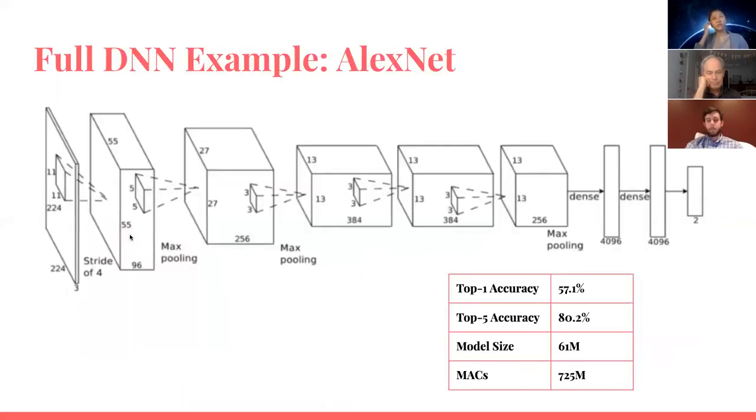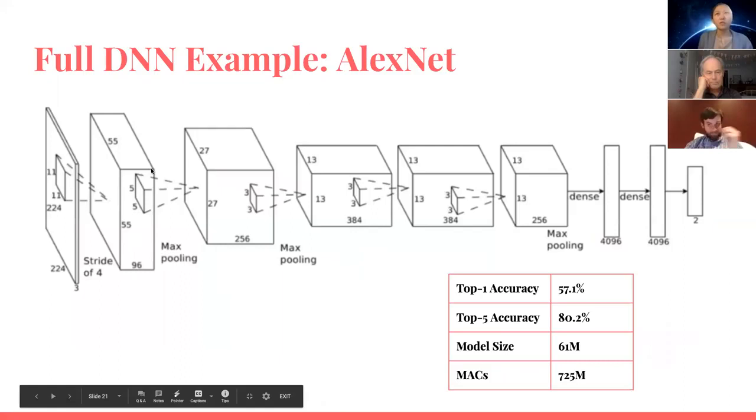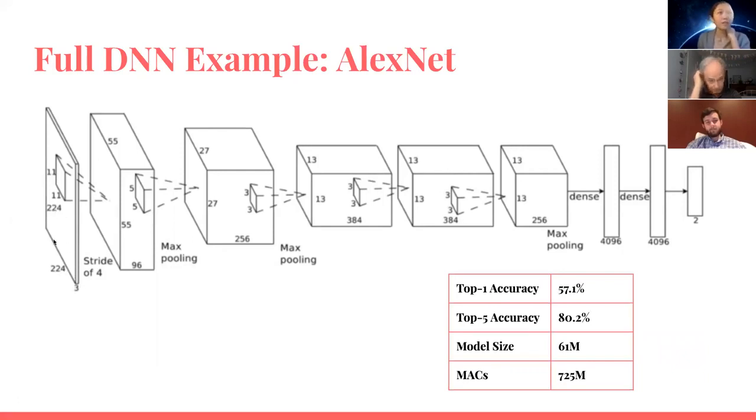Here is a full DNN example, which is AlexNet. It was the first well-known state-of-the-art deep neural network, in 2012, that beat all the other algorithm designs for image classification. If you look at this AlexNet architecture, it takes an image with 3 channels and a height and width of 224 by 224.